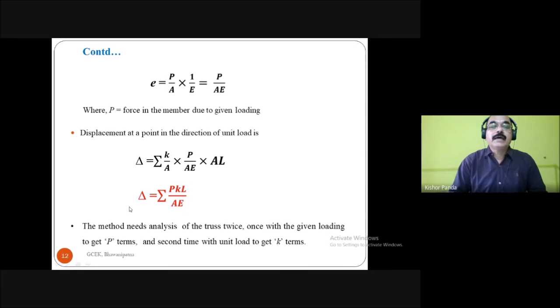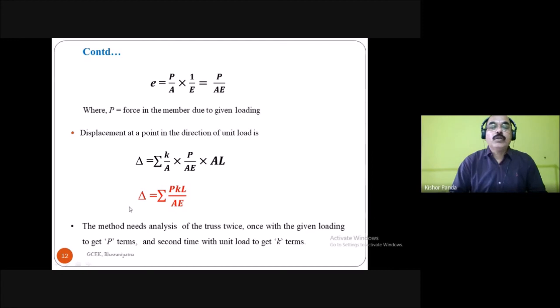First you have to analyze the truss by considering the external load system, and find out what the forces are in all the members of the truss. Then you have to remove the external force and apply the unit force at the point where the deflection is required.